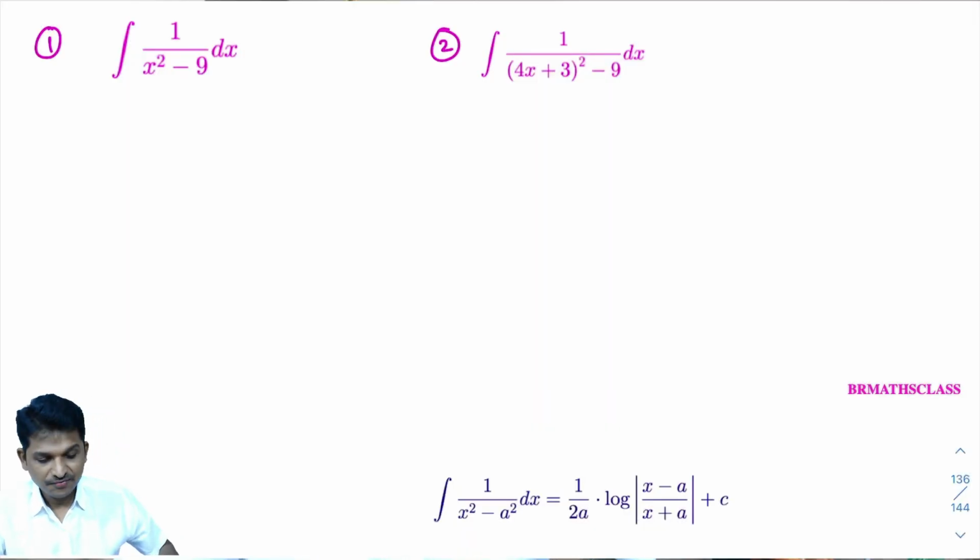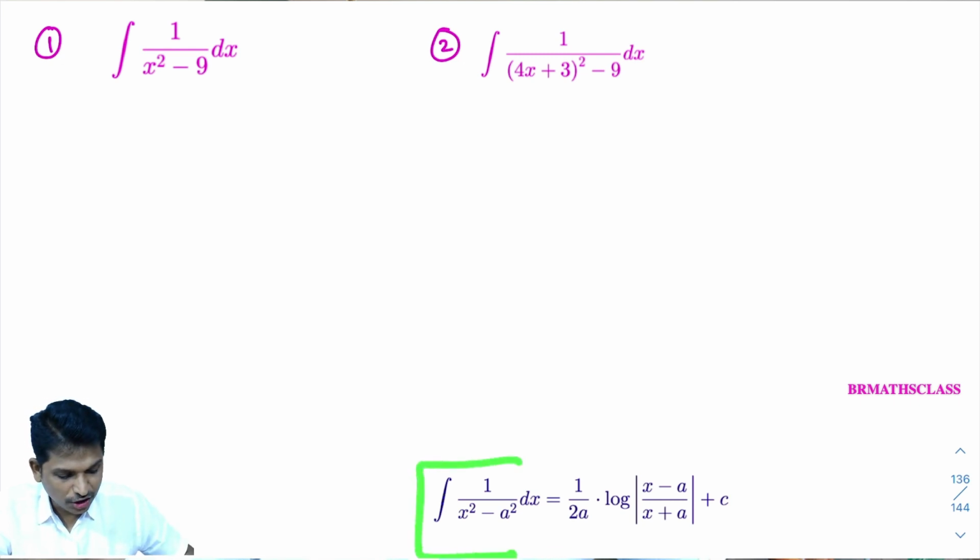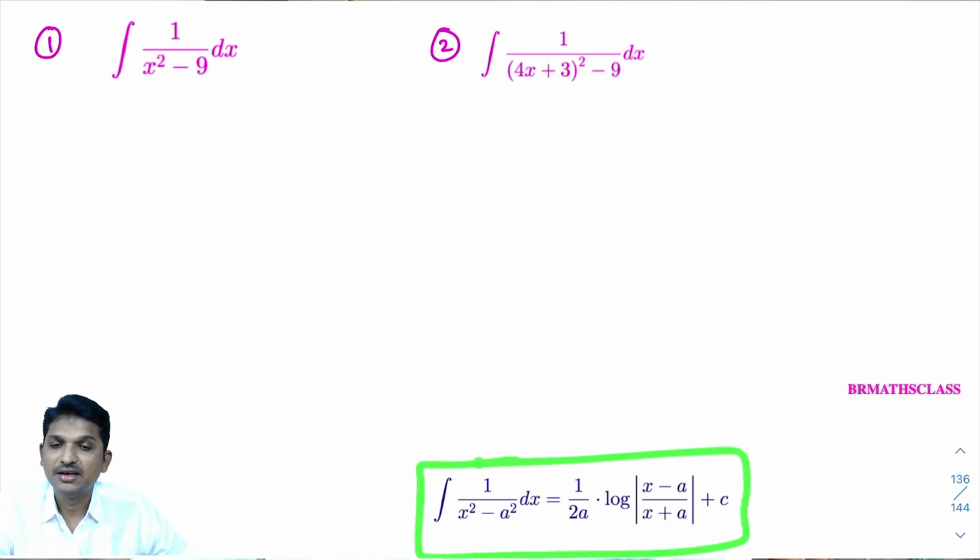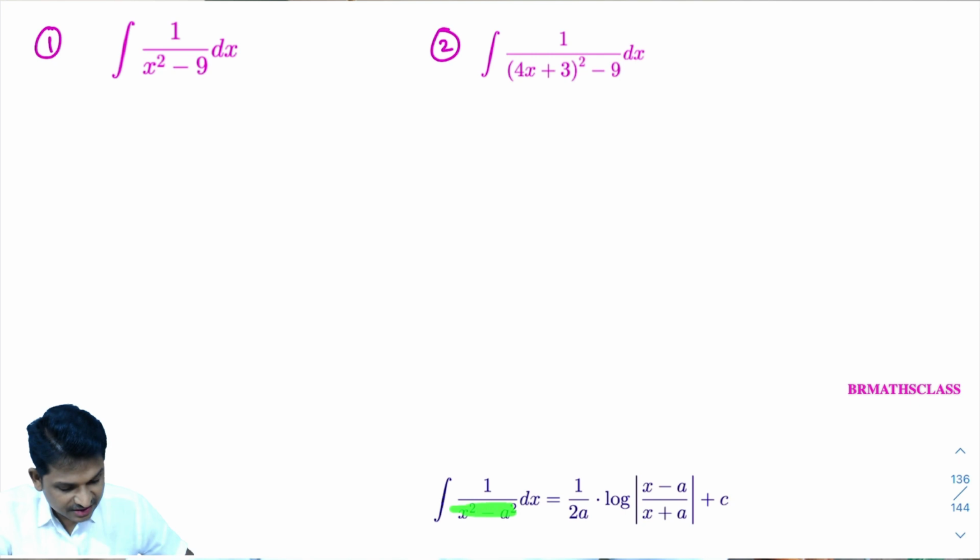Okay, first thing, we will learn the formula. Try to learn the formula along with me. Integral of 1 divided by x square minus a square dx. When x square minus a square is there, and here you observe in the denominator root is not there, then it starts with 1 by 2a into log mod, and since x square minus a square is there, it starts with x minus a.